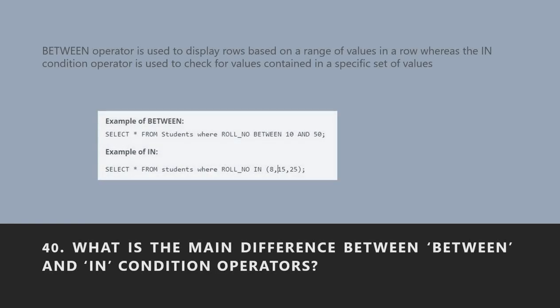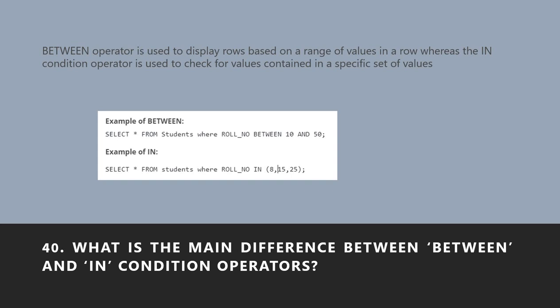What is the main difference between BETWEEN and IN condition operators? The BETWEEN operator is used to display rows based on a range of values. The IN condition operator is used to check for values contained in a specific set of values.